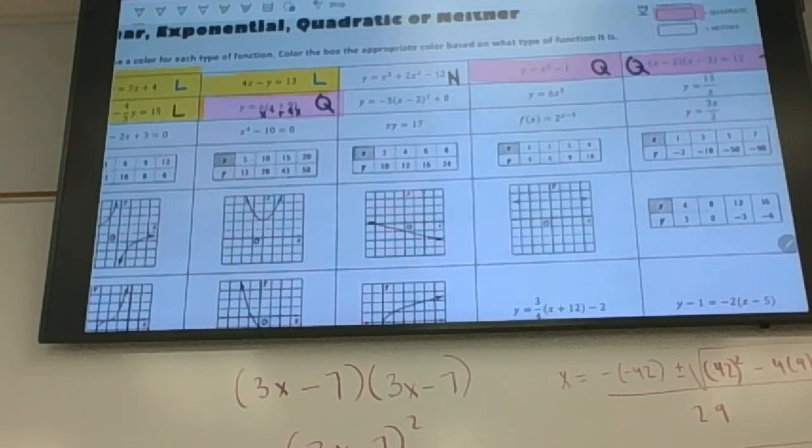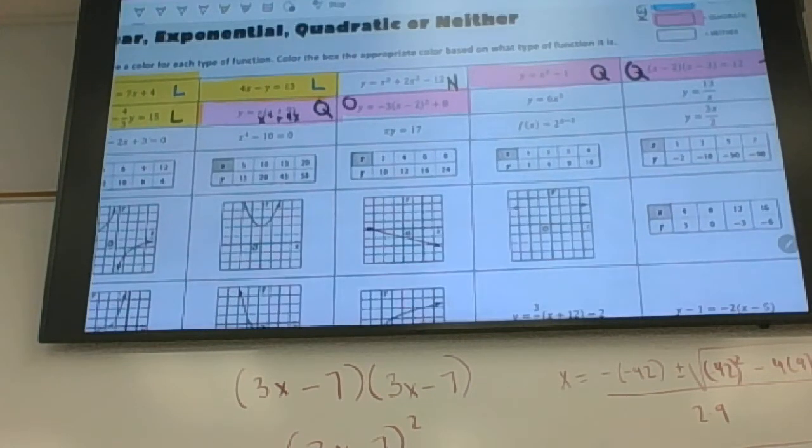Distribute. If you distribute, it is x squared. If you would have got that right, you would have been better. I don't want to hear it. Words need to stop coming out of your mouth. X is squared again in the next one.